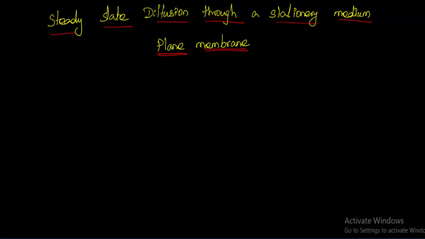In this video, we are going to see steady state diffusion through a stationary medium. The stationary medium is nothing but a plane membrane. Now, consider a plane membrane of thickness L. I am considering a plane membrane like this, and the thickness of this membrane is known as capital L. The concentrations of the fluid at the opposite wall faces are Ca1 and Ca2 respectively.